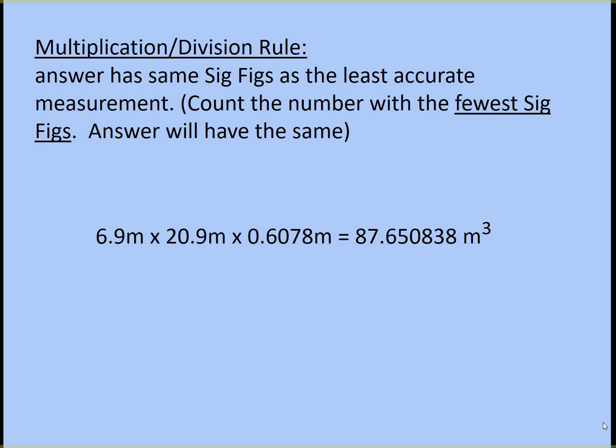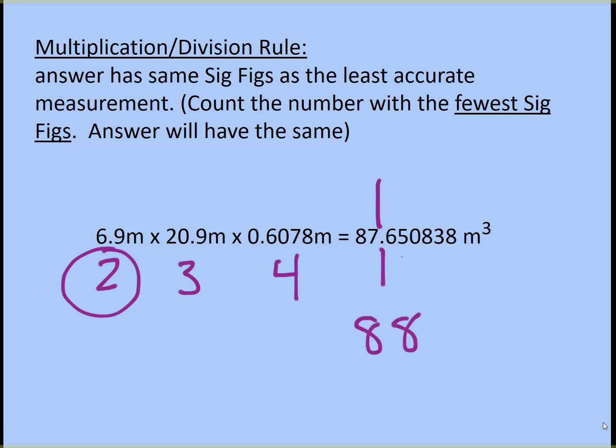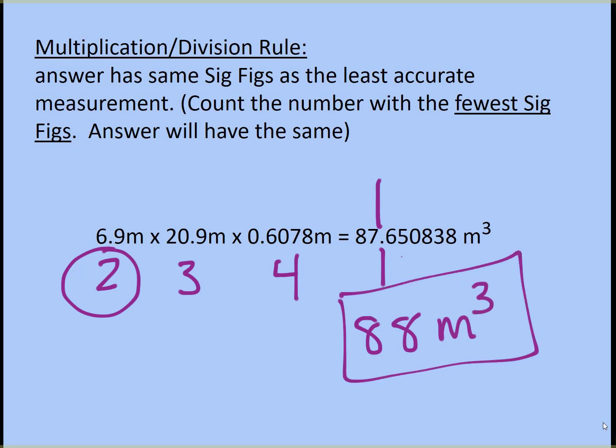So I have 3 different numbers here. So let's just go through and assign how many sig figs. This one has 2, this one has 3, and this one has 4. So what's the lowest amount? Is that 2. So I'm going to cut it off right here. Now look at this number. There's a 6. So that 6 is going to round that 7 up. So my answer is going to be 88, and meters times meters times meters is cubic meters. So this is when you would round.